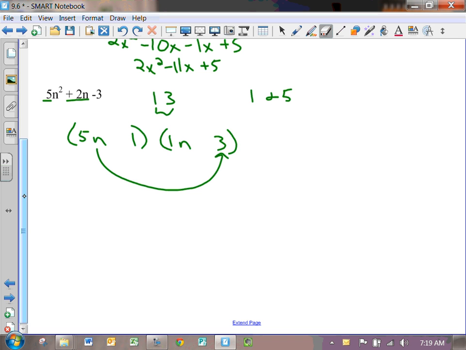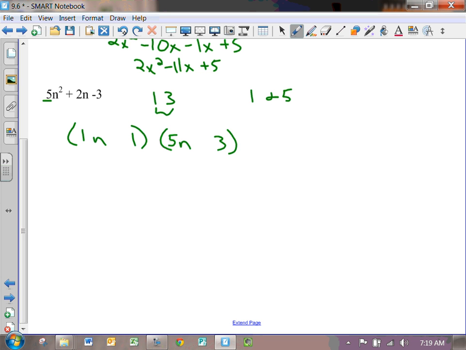So we have to try and do something else. So let's undo our 1 and our 5 and try to place it somewhere else. So if I put my 5 here and my 1 there, now my 1n will be multiplied by my 3, which will give me 3. My 1 will be multiplied by my 5n to get me a 5.